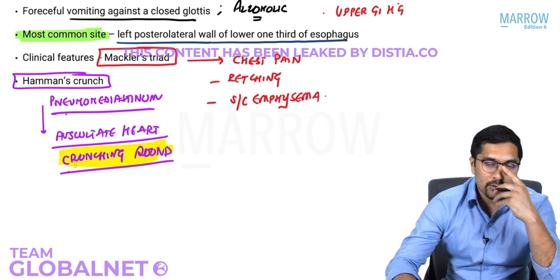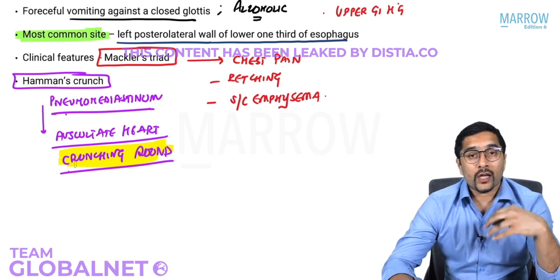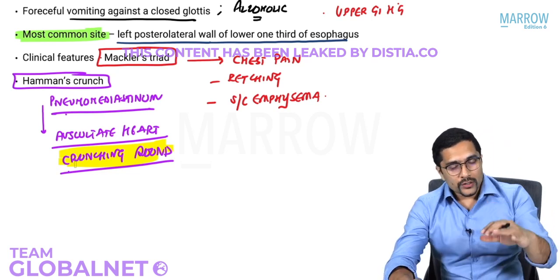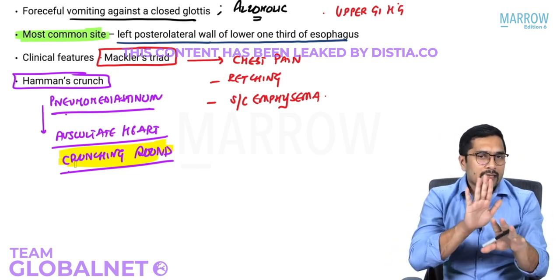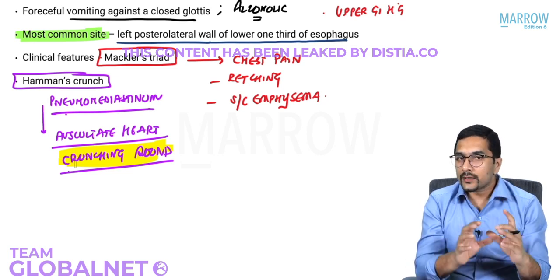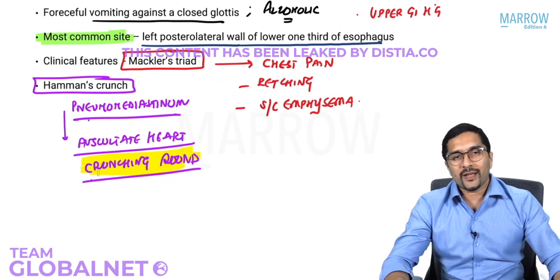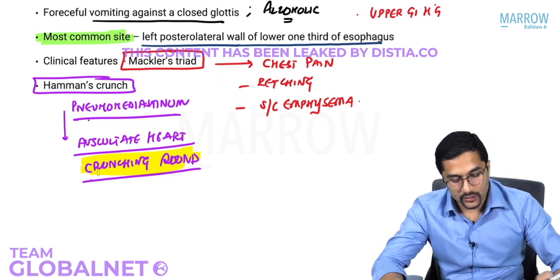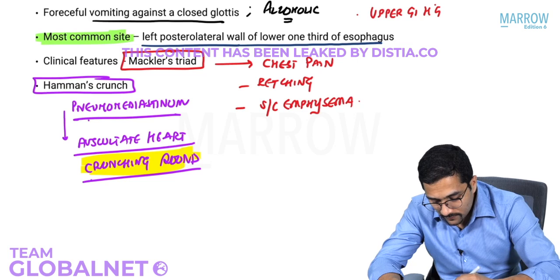And this crunching sound has been described as if you're walking on snow. So if you walk on snow, every step you take, there is a slight crunch which comes. And that's the same sound which you auscultate when you're auscultating the heart of a patient with Boerhaave syndrome. So that is known as Hammond's crunch.